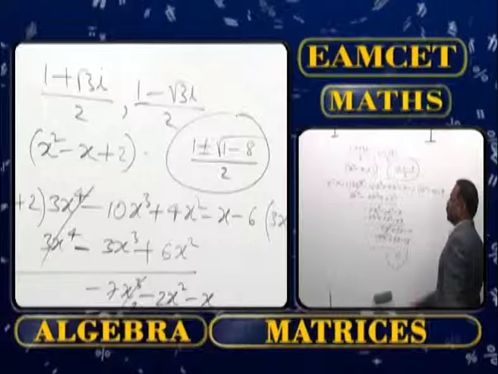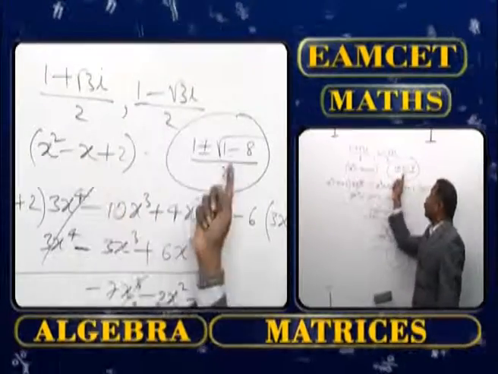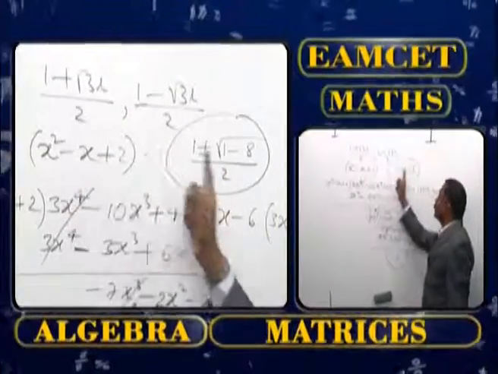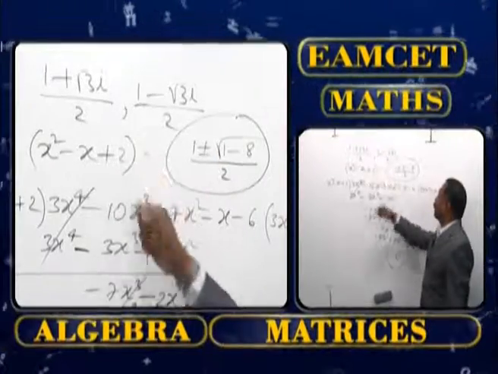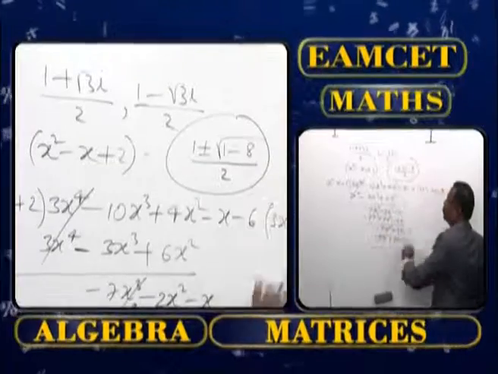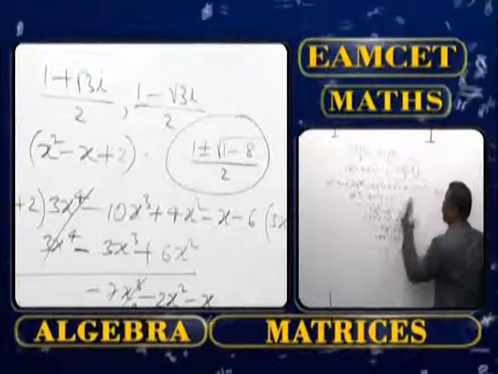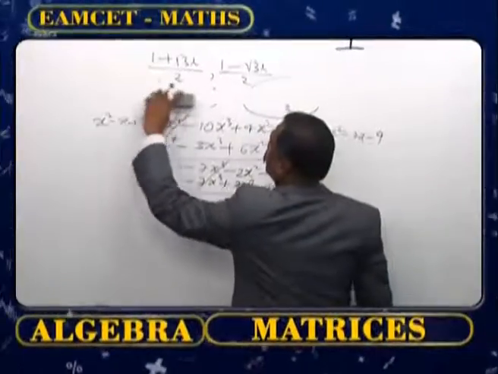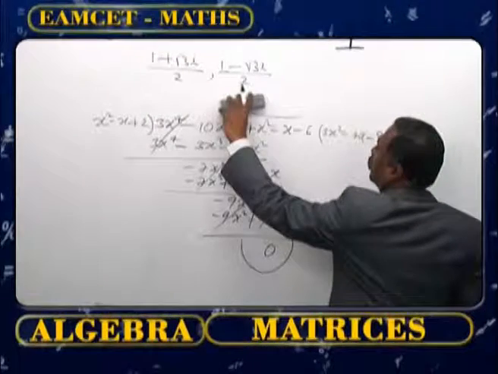That means this expression is wrong somewhere, because you are not getting these roots here. Minus b plus or minus root over b square minus 4ac. 4 into 2, 8. You must get root 3 here. So you must get 9 there. So there is a mistake in this one. Let us check it out.